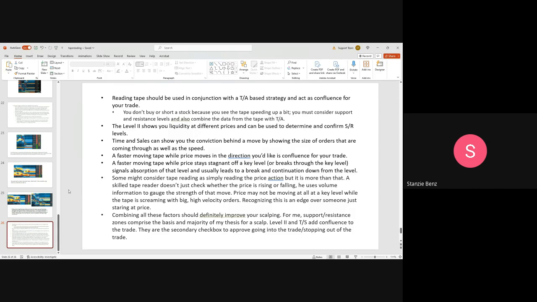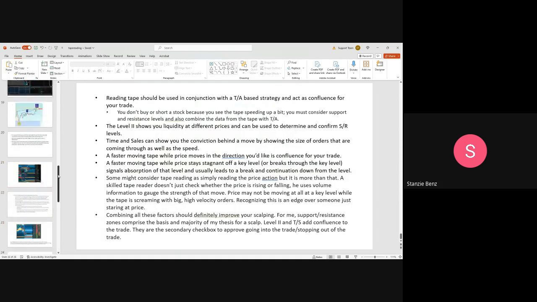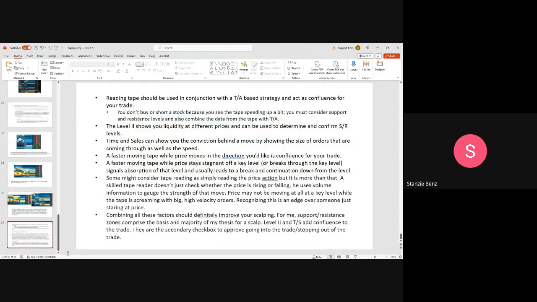Make sense? So that's the whole presentation I had. I covered everything I wanted to for tape reading in terms of scalping. So if you have any questions, now is the time to ask. And then after these questions, I know some of you wanted to look at drawing some zones. We can quickly go over that too.